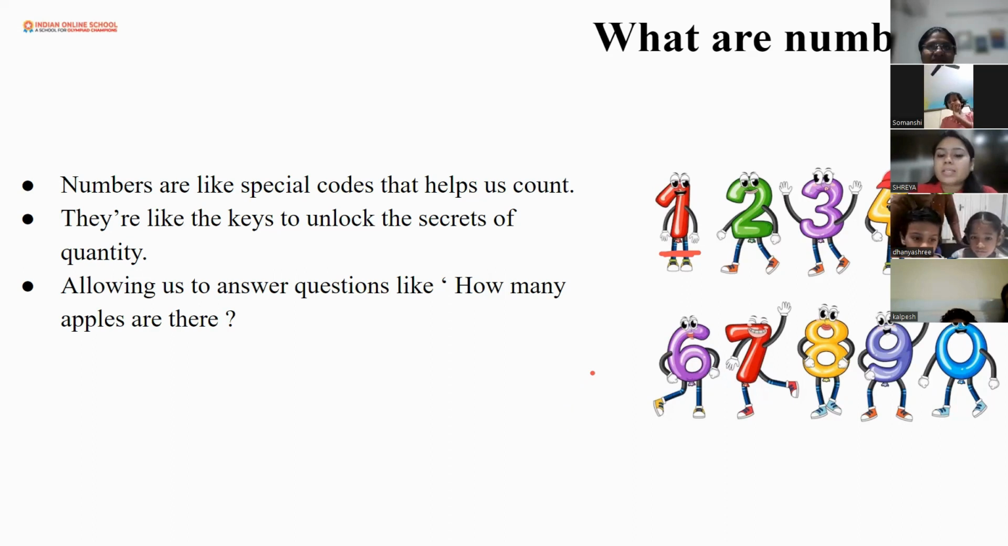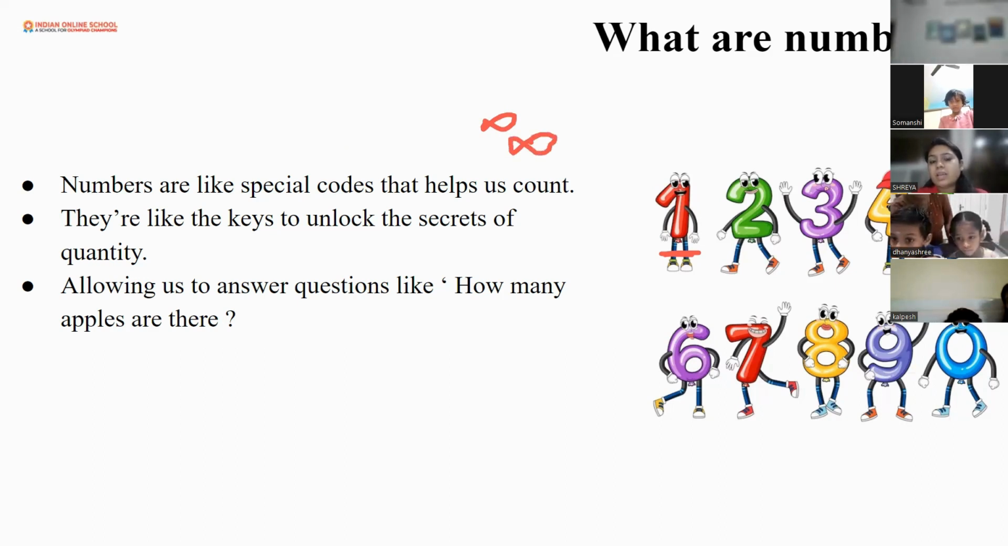Let me tell you, there is nothing called last number. The mathematicians haven't introduced a last number yet. We have infinite numbers. Very good. There's nothing called last number. This is the sign for infinity. We have nothing called last number, infinity. Infinite numbers. No one has introduced any last number so far.